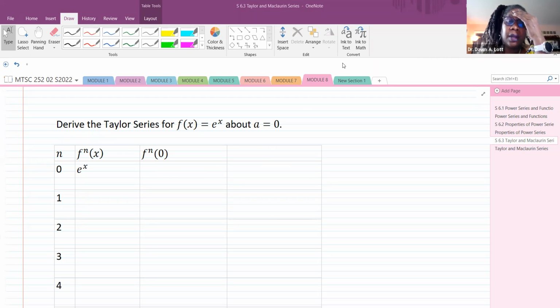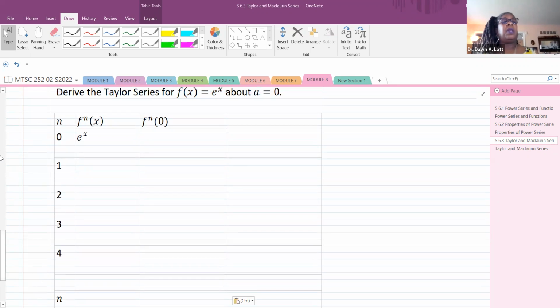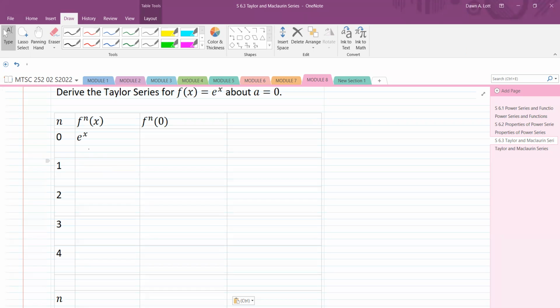Okay, so hopefully by now you have completed your table. Let's fill it in. These first couple questions are going to be so easy. If I say the 0th derivative, that means I'm not taking a derivative, so I just want the function. So this is the function e to the x. N equals 1 means I want the first derivative. What is the first derivative of e to the x? E to the x.